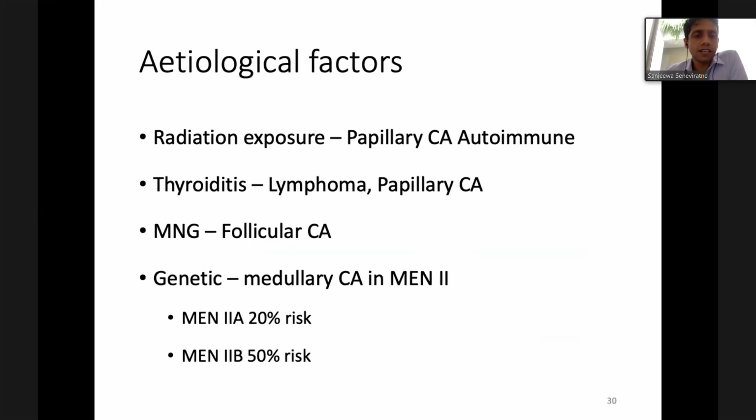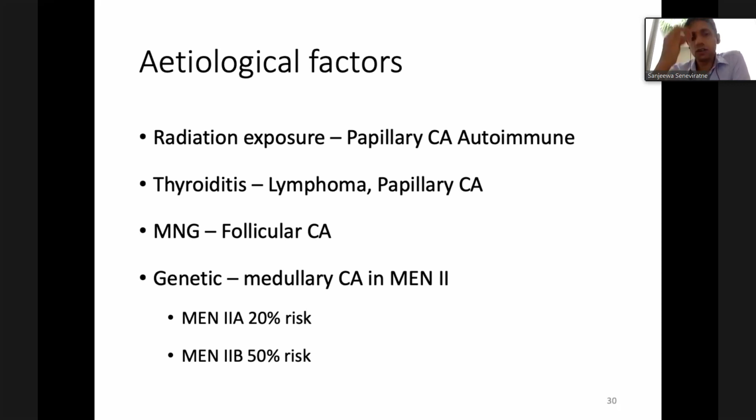There are many different etiological factors that are described. For example, radiation exposure. It's well proven, for example, in areas like Chernobyl and Bhopal, papillary carcinomas are very common. Especially Chernobyl, the reports say more than 10 to 15% of the people have gone on to develop papillary thyroid carcinomas. Same in areas like Hiroshima and Nagasaki subsequent to those nuclear explosions. So radiation exposure is one of the most common risk factors for development of papillary carcinomas.